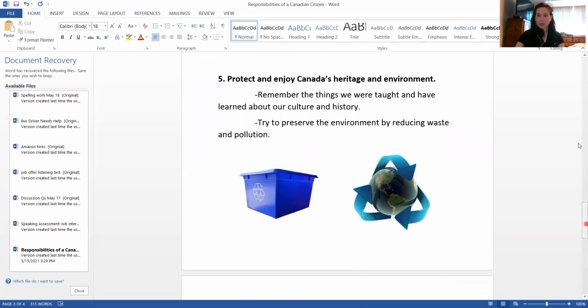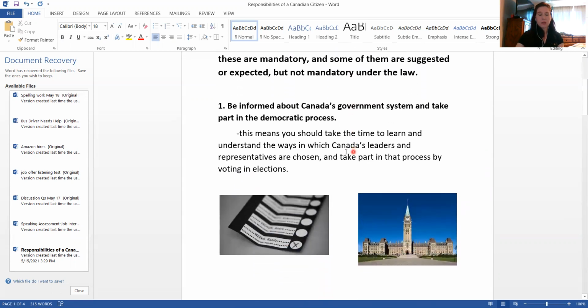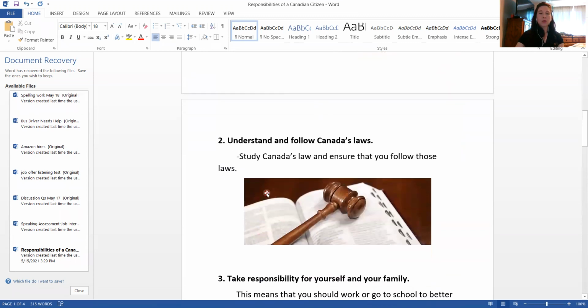Okay, so let's do a very quick review of the responsibilities of a Canadian citizen. Number one, you should learn about Canada's government and the democratic process. You are strongly encouraged to vote in elections, though it is not mandatory. You need to understand and follow Canada's laws. So just as in any other country, you must follow the laws of the land.